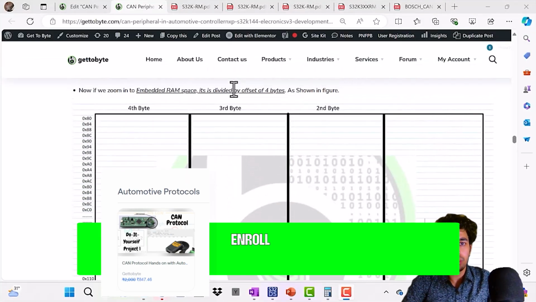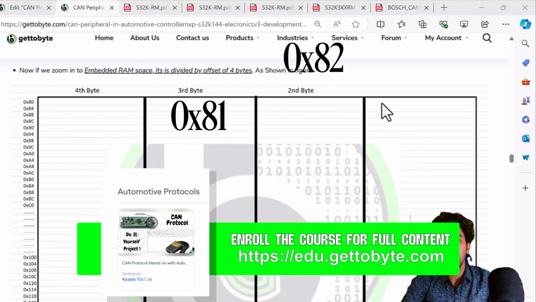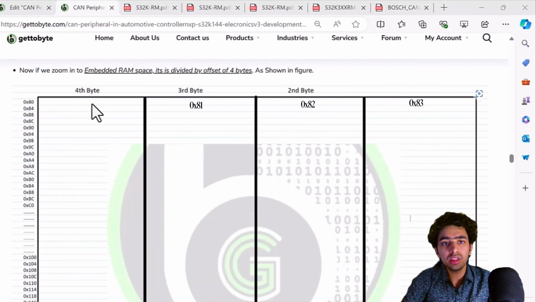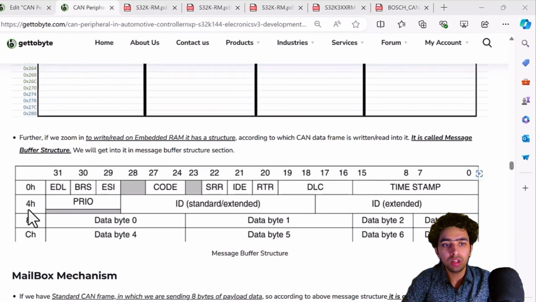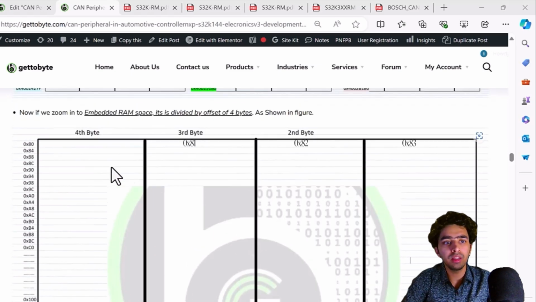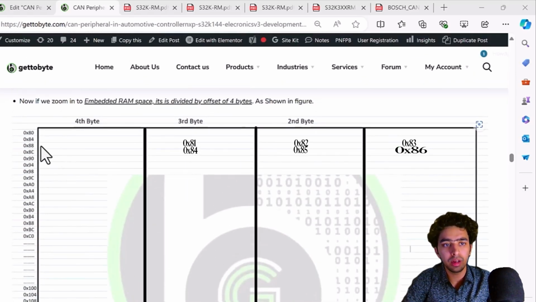So now, as this is our message buffer space, from 0x80, 81, 82, 83, these spaces would be taken by the first row. Then the second, starting from 4H, the priority, ID A standard, extension, would be occupied by the 84, 85, 86, 87 memory spaces. Then correspondingly data would start from 88, the last two elements of the message buffer structure, from 88, 89 till 90.